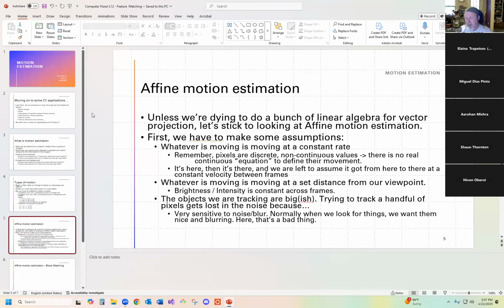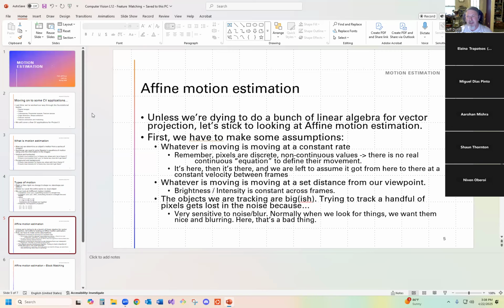And we're assuming constant brightness or intensity. And one thing about it is when we're using affine motion modeling, we have to look at big things. We can't look at things that are small, that are only a few pixels, because it's going to get lost in noise. And we'll see in a minute kind of how that happens.